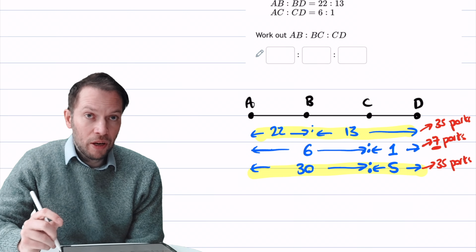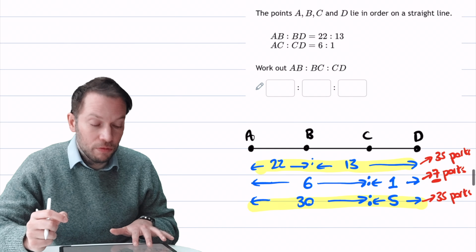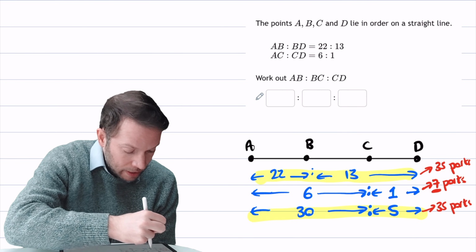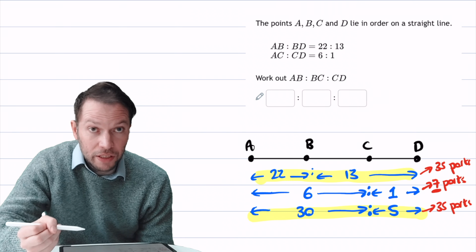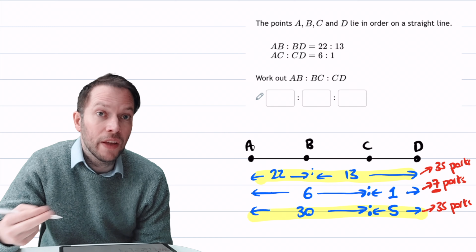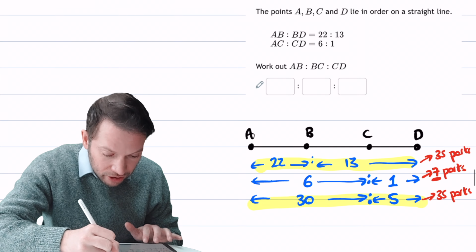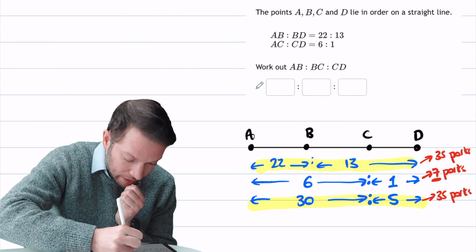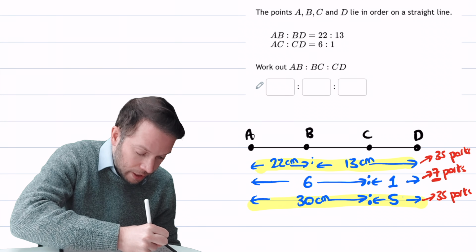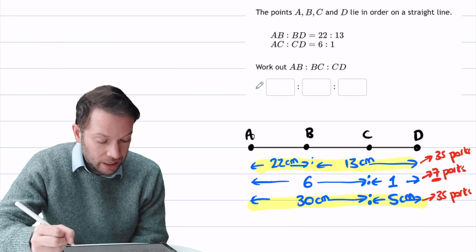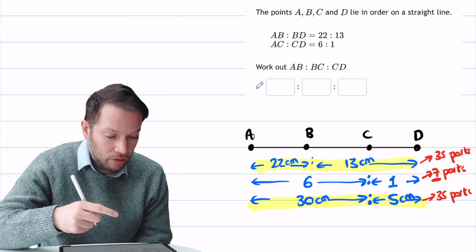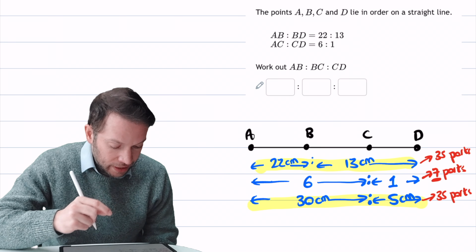And because they have the same number of parts, we could actually treat these as actual lengths. We can actually say that if one part is worth 1 centimetre, then this total is 35 parts, which is 35 centimetres. And this total here would be 35 parts, which is 35 centimetres. They're the same length and therefore more comparable. So if we actually make these, say, centimetres, 22 centimetres, 13 centimetres, 30 centimetres, 5 centimetres. They add up to the right amount, so they add up to the same. And we can basically just use a bit of common sense to work out AB, BC, and CD individually.